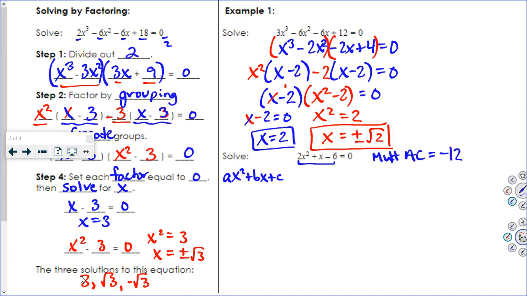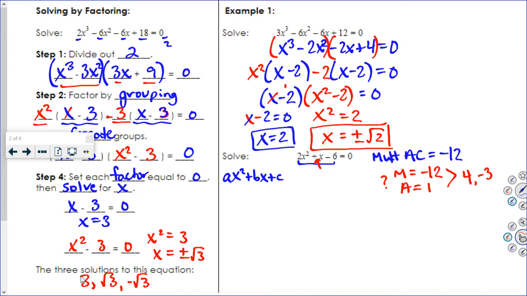So the question you want to ask yourself here is what multiplies to give me a negative 12 that adds, and that adding piece is going to be the coefficient of my b term, or the coefficient of that x. So in this case, we have a positive 1. So what multiplies to give us negative 12 that adds to give us 1? When I look at that, the answer is just a 4 and negative 3. When I multiply that, I get negative 12, and I add them, I get positive 1.